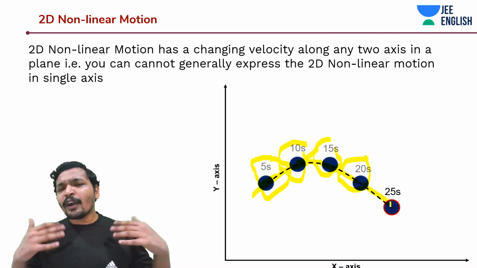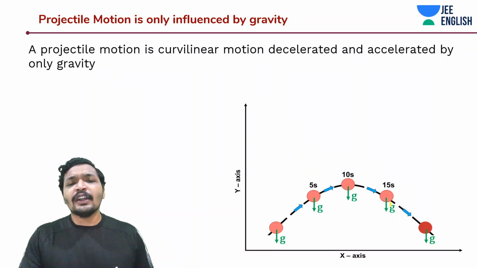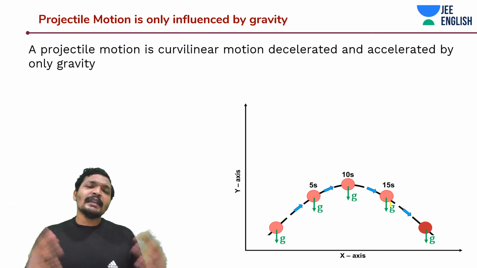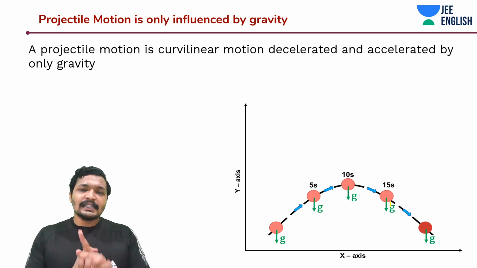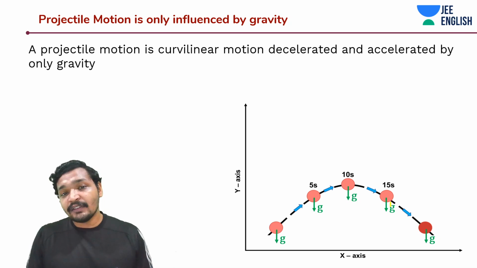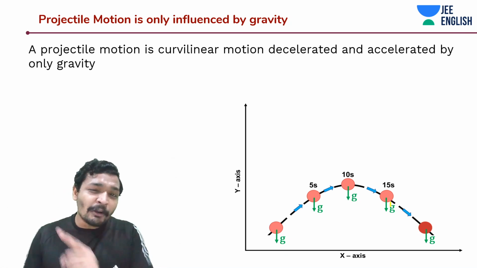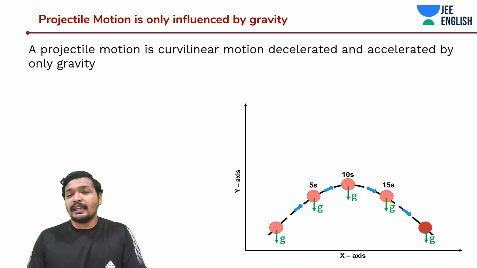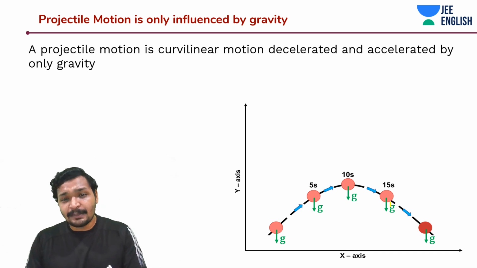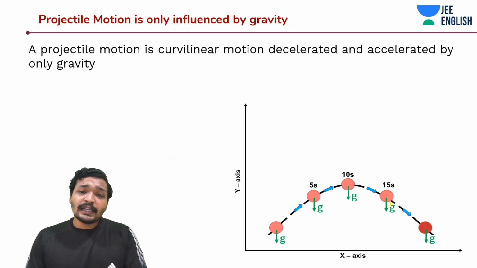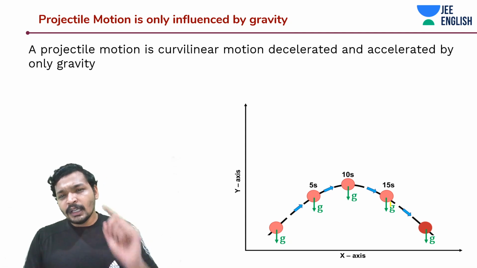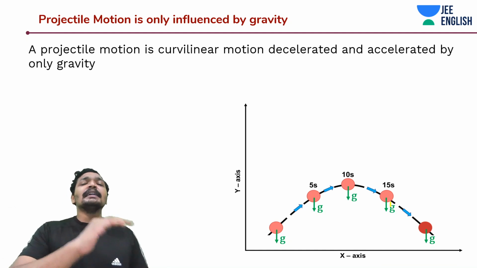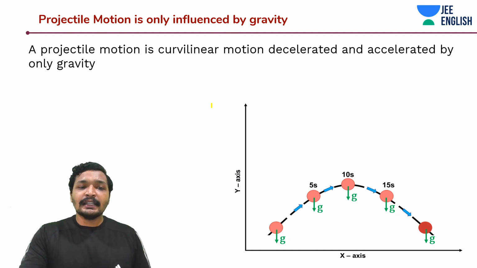So basically, what is a curvilinear motion or a projectile motion? A projectile motion is nothing but a 2D motion where it is accelerated and decelerated by only gravity. I'll keep iterating this gravity point again and again because this is the basic assumption of a projectile motion, or of an ideal projectile motion. So it travels in a curvilinear path, accelerated and decelerated by only gravity.